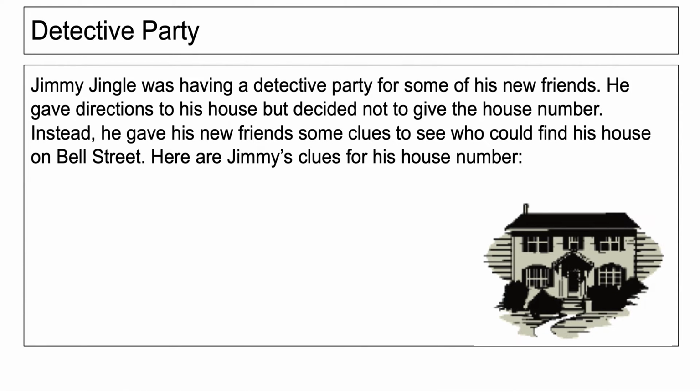Okay? So Jimmy Jingle was having a detective party for some of his new friends. He gave directions to his house, but decided not to give the house number. Instead, he gave his new friends some clues to see who could find his house on Bell Street. Here are Jimmy's clues for his house number. The number is greater than 50. I want you to solve this problem, guys. The number is greater than 50.